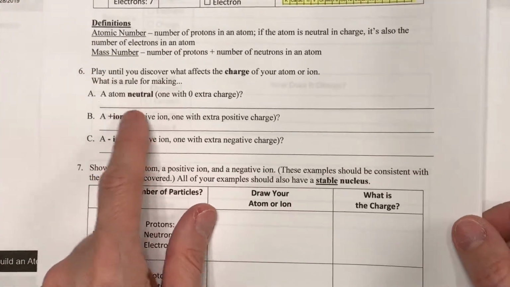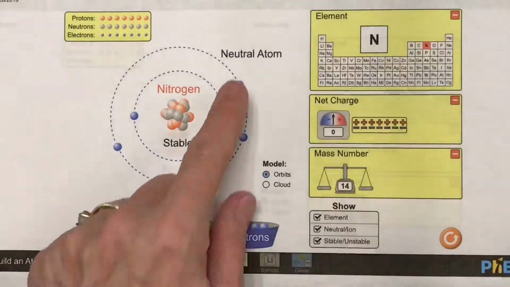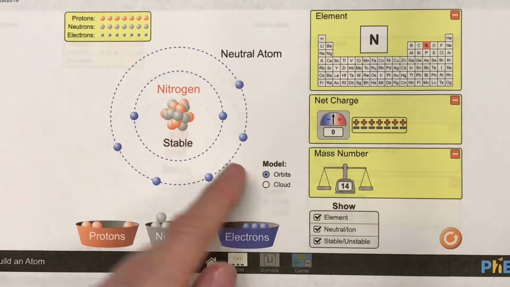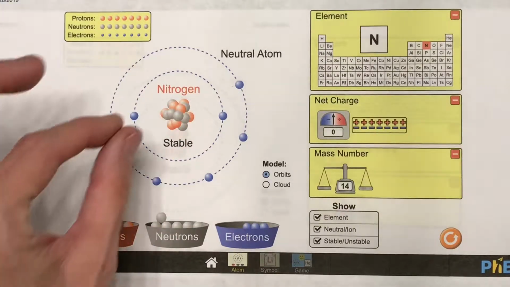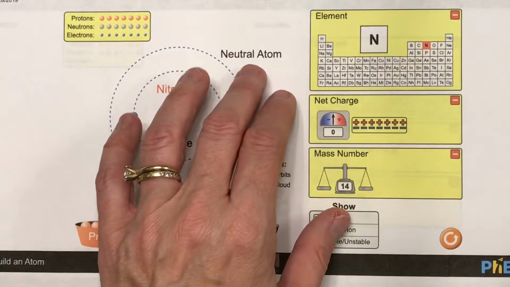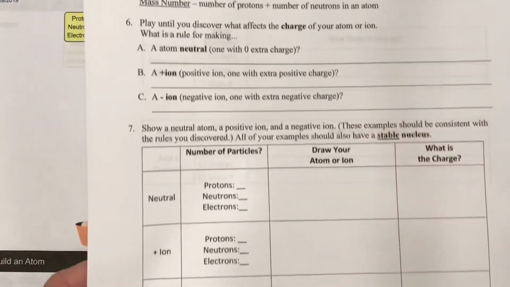All right, what makes an atom neutral? One with no extra charge. In other words, what is it about this that makes it neutral? The way that you find that out is pull a particle away and put it back and see if that changes. Do that with all three particles. And then once you have something that's neutral, see if you can develop a pattern here. All right, so you're going to do that with all of those.